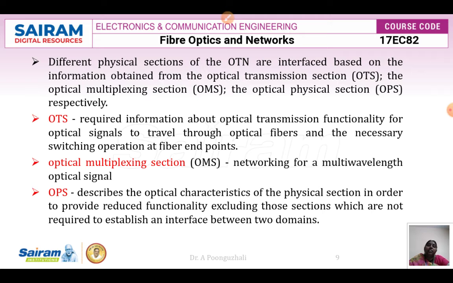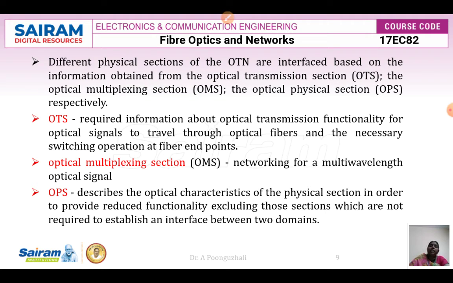The optical multiplexing section is the networking for multi-wavelength optical signals. Then we go to the optical physical section. The optical physical section describes the optical characteristics of the physical section, so that it can provide the reduced functionality, and it can exclude those sections which are not required to establish an interface between the 2 domains.